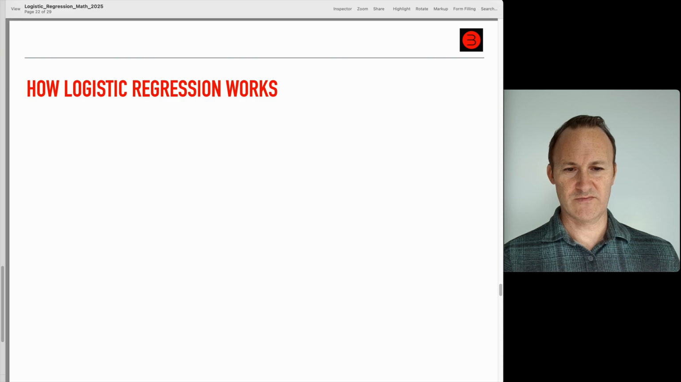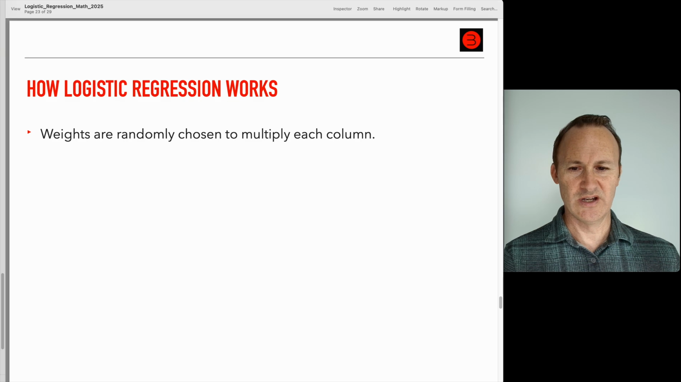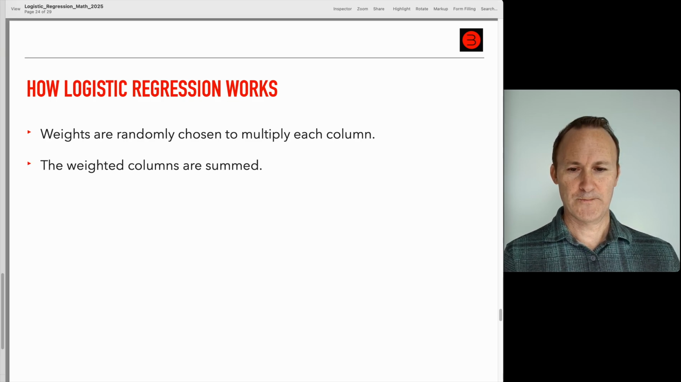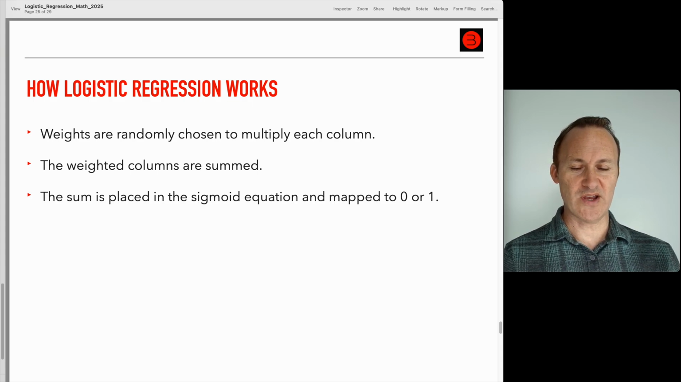Okay, so let's just look a little bit at what's happening here. How is logistic regression working? Well, the weights are randomly chosen initially to multiply each column. This is just like with linear regression. Okay, this is how you start. Now, the weighted columns are summed. This is also just like linear regression, okay? Same stuff so far, but the sum is placed in the sigmoid equation as shown in the previous slides and then mapped to 0 or 1. This is what makes it a unique model, okay?